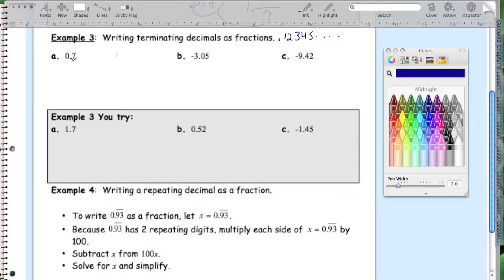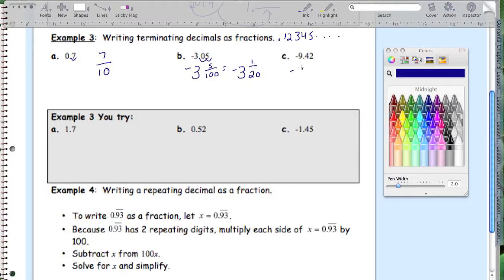This 7 goes out to the tenths, so it's 7/10. My negative 3 comes down, and this 0.05 goes out to the hundredths, so it's 5/100. But we don't want to leave anything unsimplified, so really this is negative 3 and 1/20th.